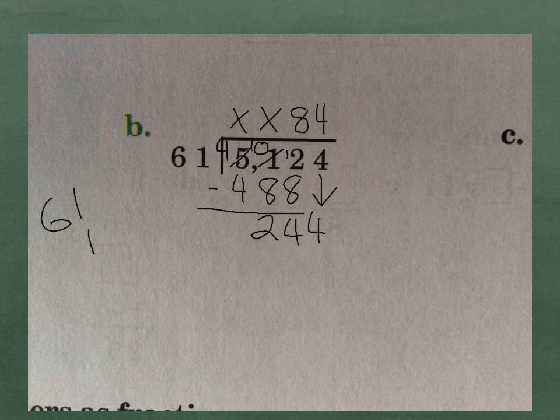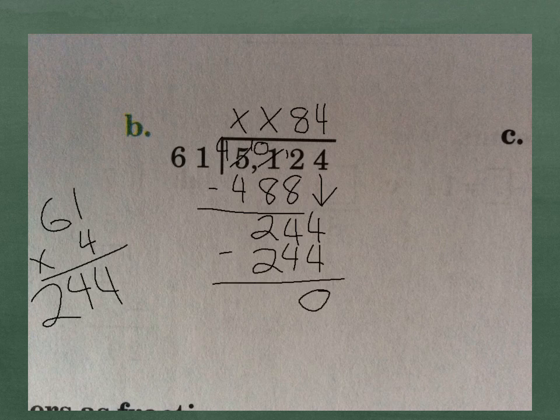61 times 4. 1 times 4 is 4. 4 times 6 is 24. And look, not only is it close, but it's also perfect, right on the money. Exactly the amount. So we're saying 84 without a remainder. We need to check it now.